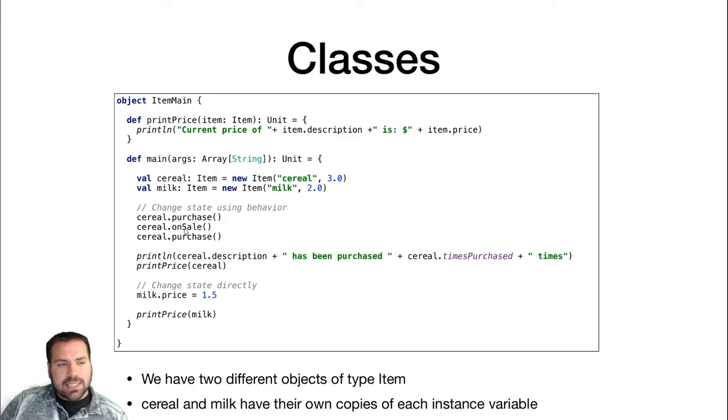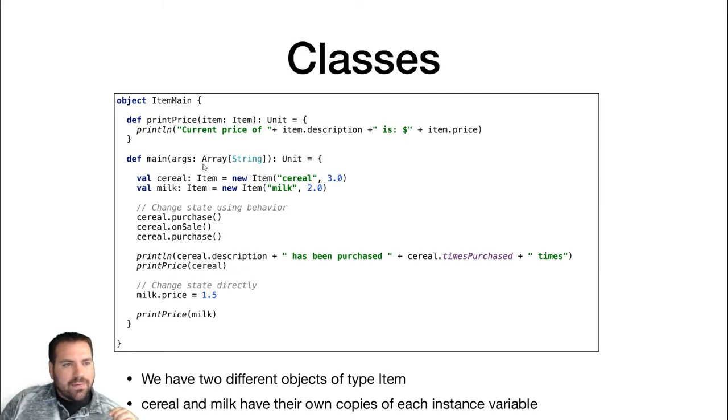Cereal also got onSale called. So cereal's price is going to be cut by 20%. It should be $2.20 if I can do my math quick. So its price has changed. So its state variable of price has also been updated.